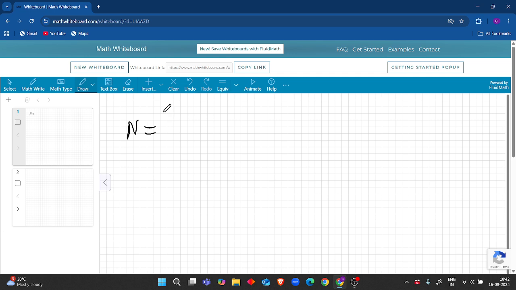For example, if there are 10 boys standing there and I give you a task to count them, how do you count them? You count like 1, 2, 3, 4, 5. That means counting starts from 1. That means natural numbers start from 1: 1, 2, 3, 4, 5, 6, 7, and so on till infinity.